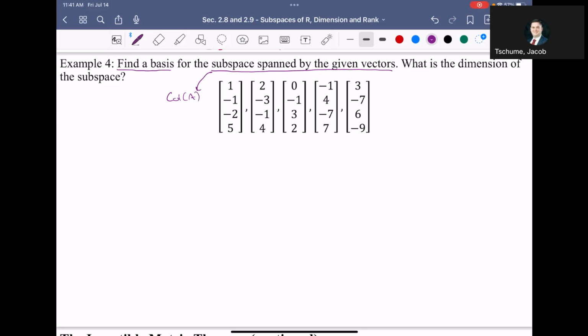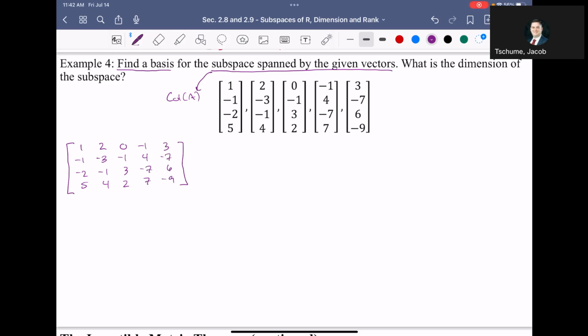So what we want to do is find the basis of the column space here. That's good news, because column space only requires echelon form, where null space requires reduced echelon form. So I'll need to write myself a matrix using the vectors that I provided here: 1, -1, -2, 5, 2, -3, -1, 4, 0, -1, 3, 2, -1, 4, -7, 7, 3, -7, 6, -9. We don't need the 0 vector on the end because this is not a homogeneous matrix equation.